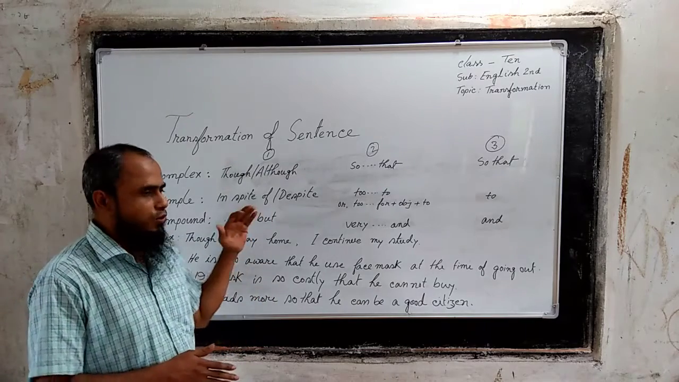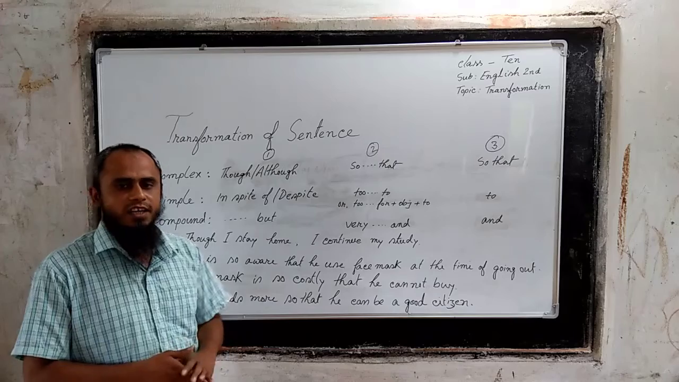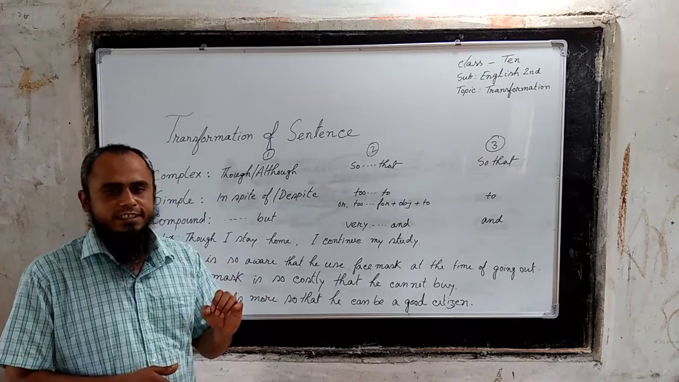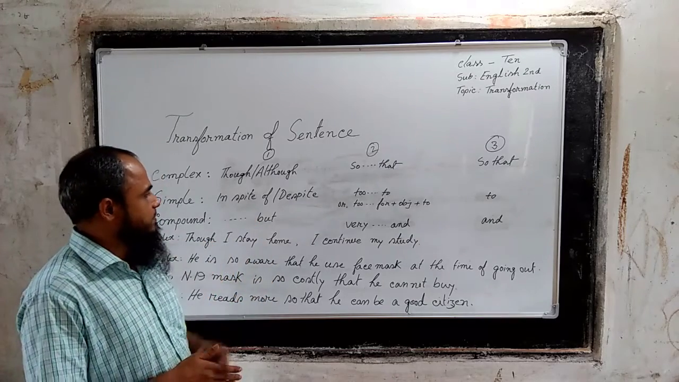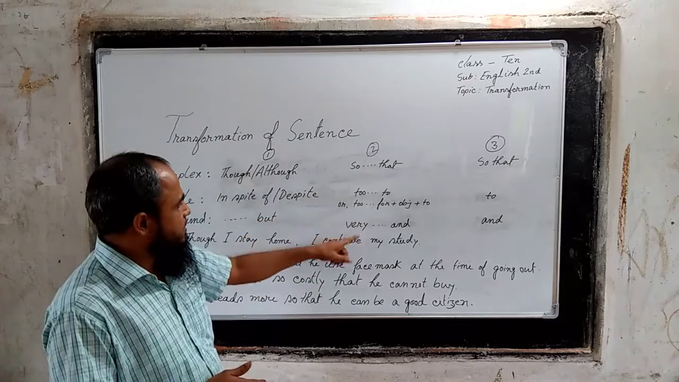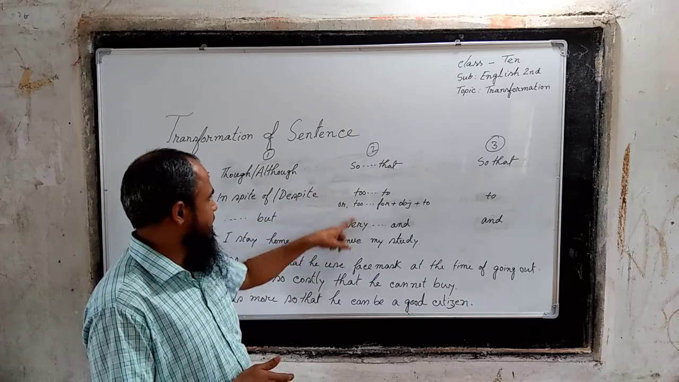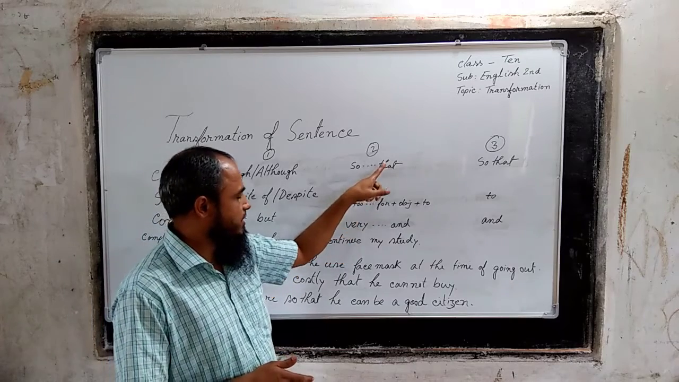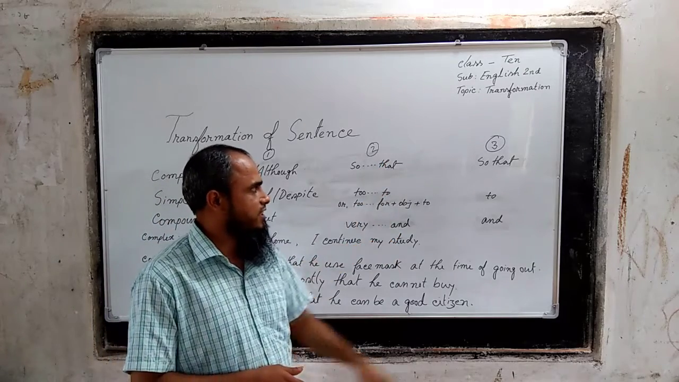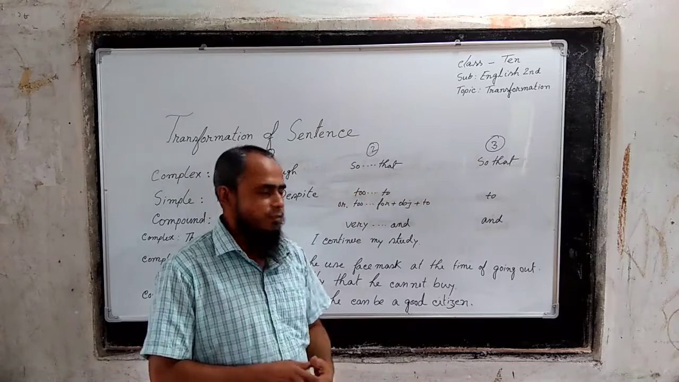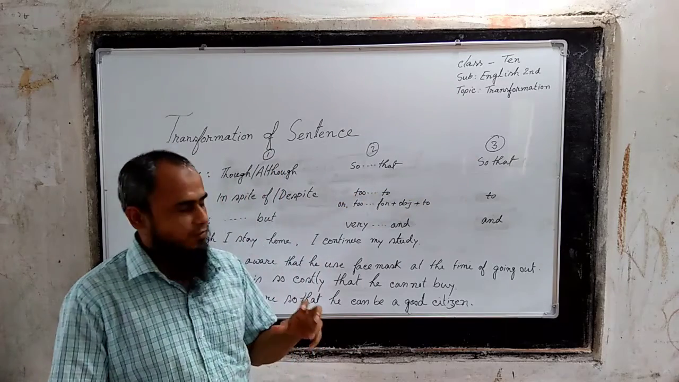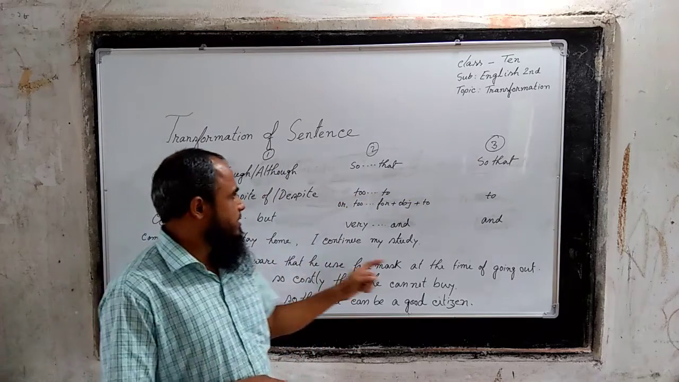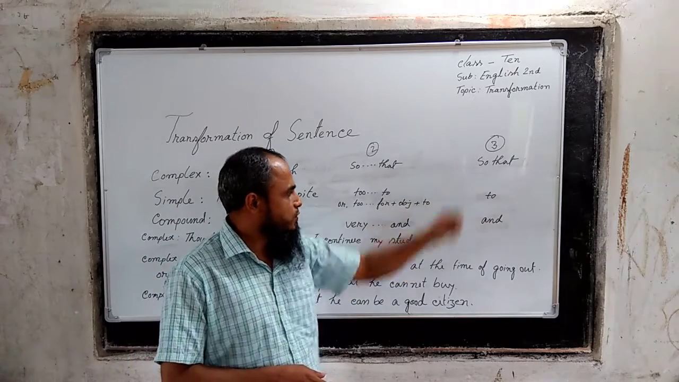That means you will reject the comma, and after rejecting the comma, you will use but. And if you are told to make it compound here, then you have to use so that instead of so that, and then instead of that you have to use and. And in structure number 3, if you are told to transform it into a compound sentence, then you will use and instead of so that.